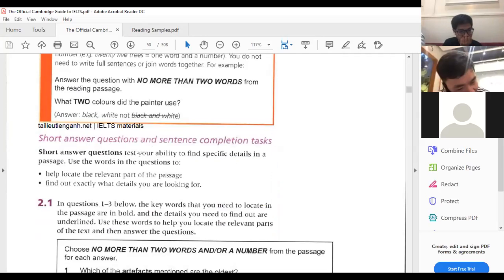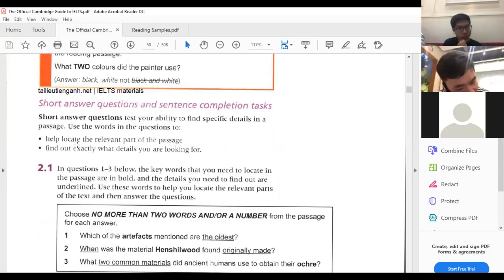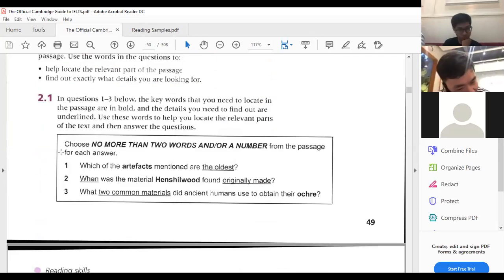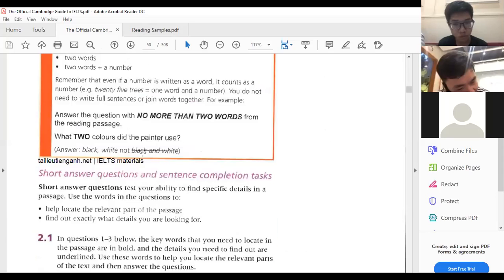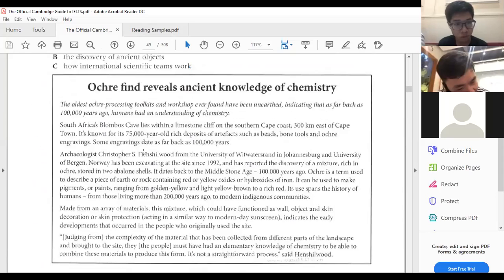Short answer questions test your ability to find specific details in a passage, so you use the scanning skill for this one. It helps locate, like what was said earlier, exactly what details. We have 3 questions. They have already underlined the details for us, and they bolded the keywords that you can use to help locate the details you need to search for in each question. The article comes from the same one on top.